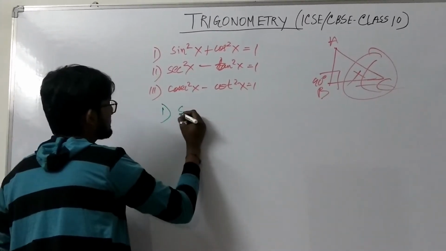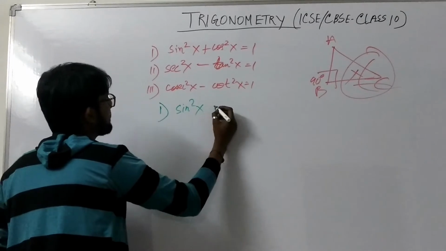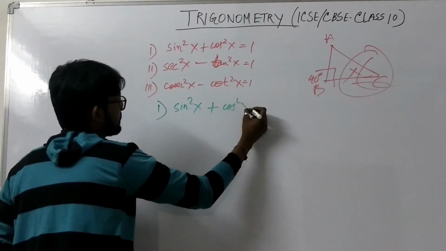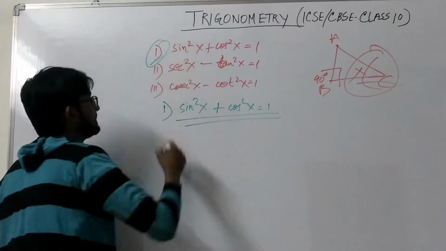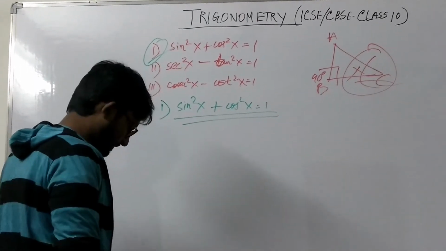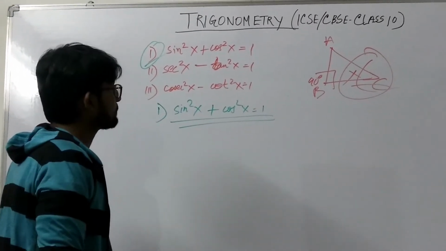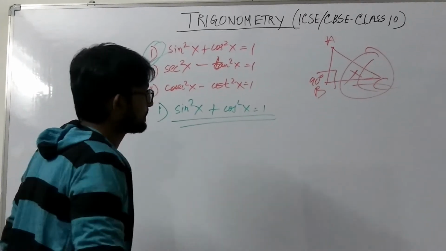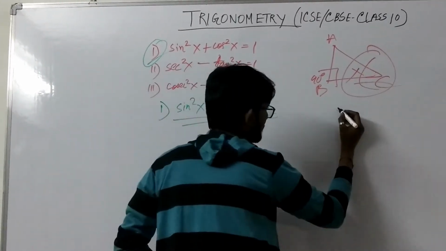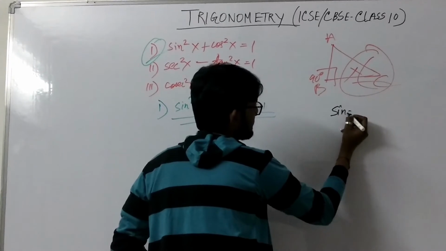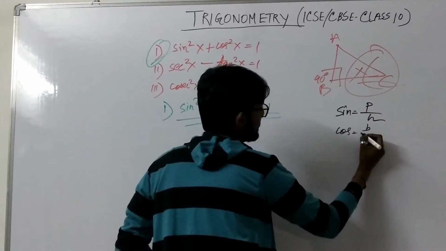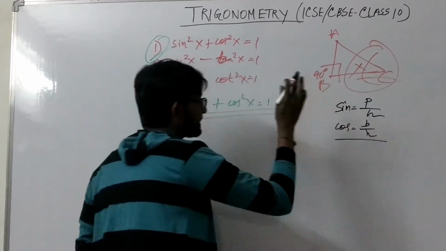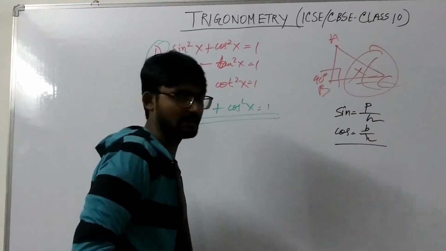So sine square x plus cos square x is equal to 1. This is the first equation that I wrote over here. Now coming to the proof of the first equation. What are we seeing here? Like in the previous video I told you, again I will write it: sine is perpendicular by hypotenuse and cos is base by hypotenuse.